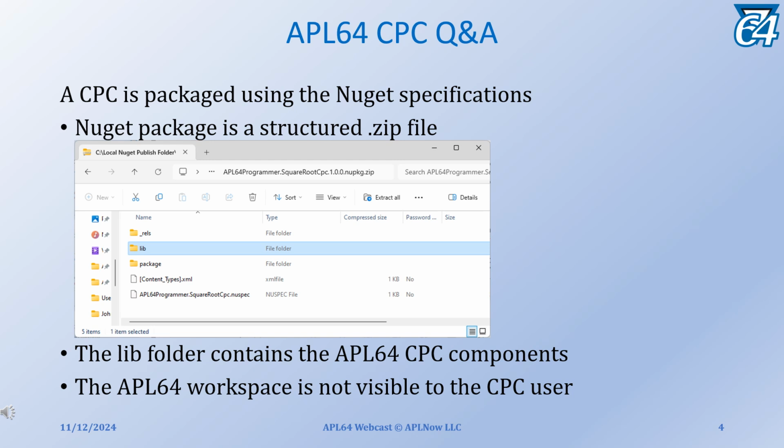NuGet packages are .NET programming language independent. A NuGet package can be written in APL64, C#, VB, F#, etc. A NuGet package can be used by any .NET programming language. When APL64 programmer-created functions in an APL64 workspace are included in a CPC, the workspace and its contents are not visible to the CPC user.